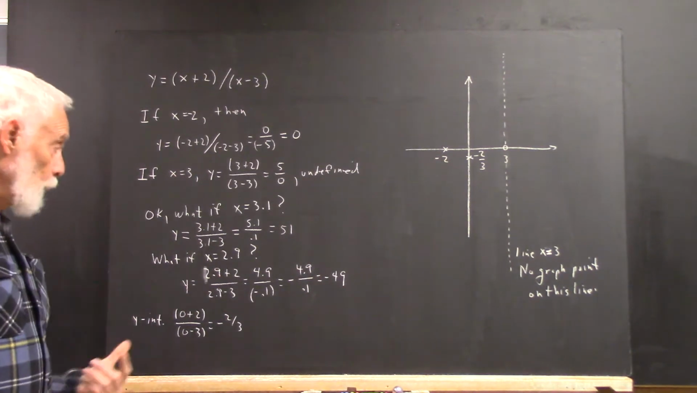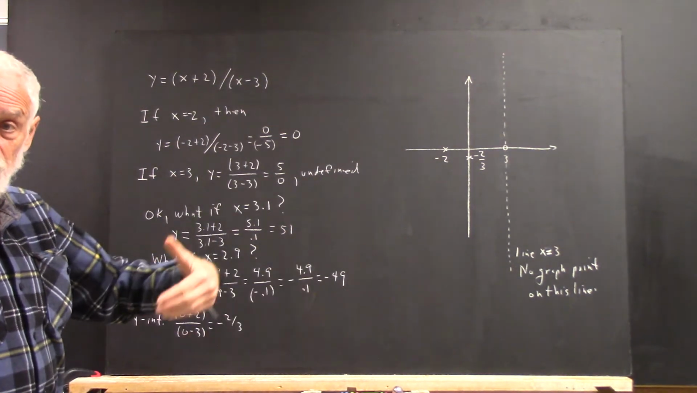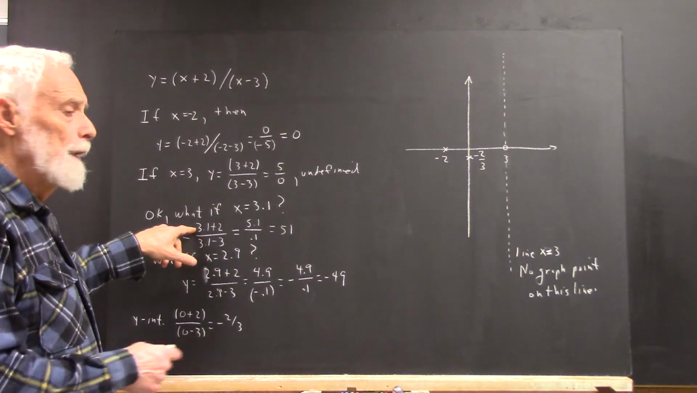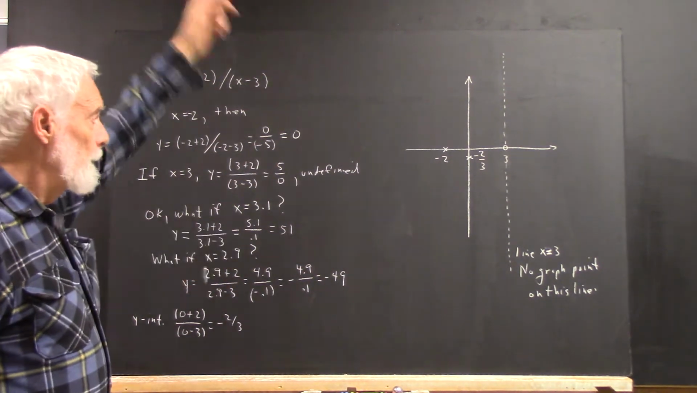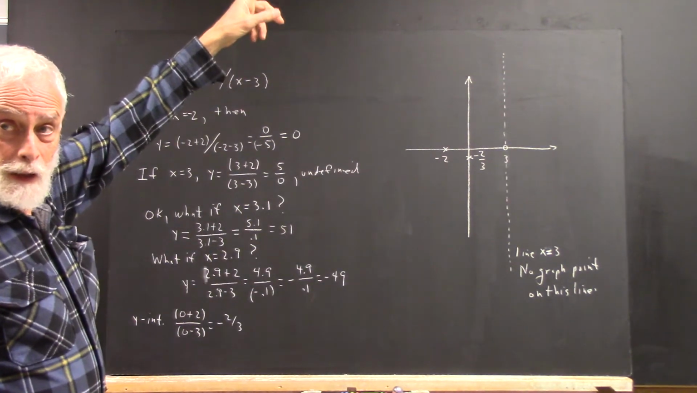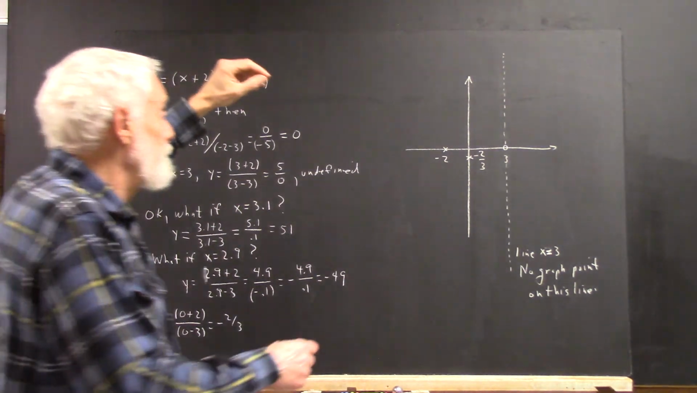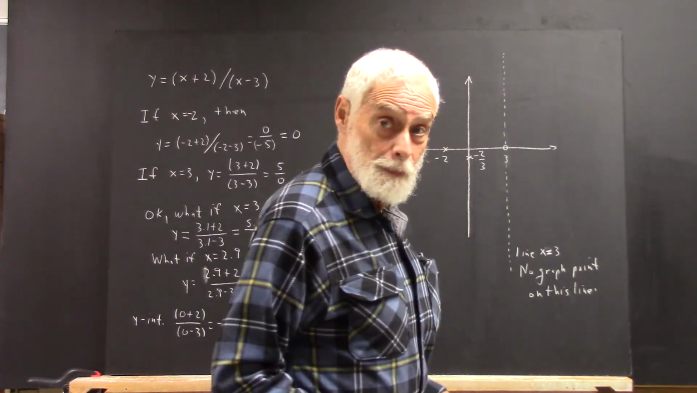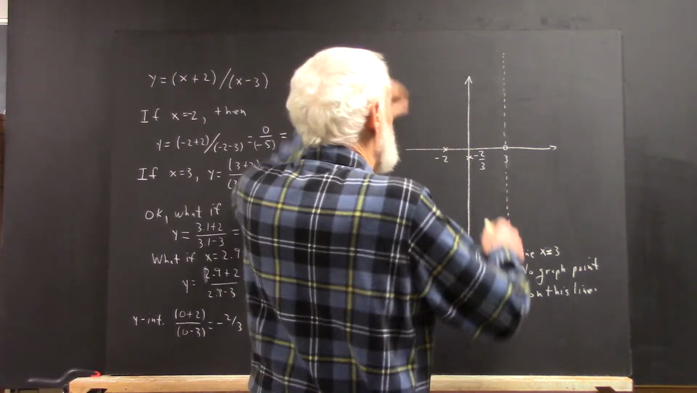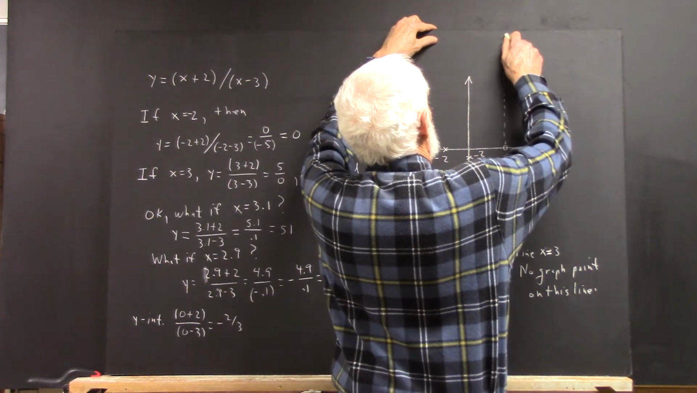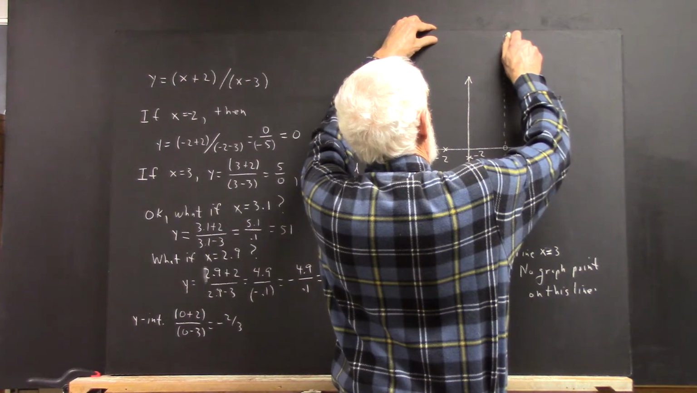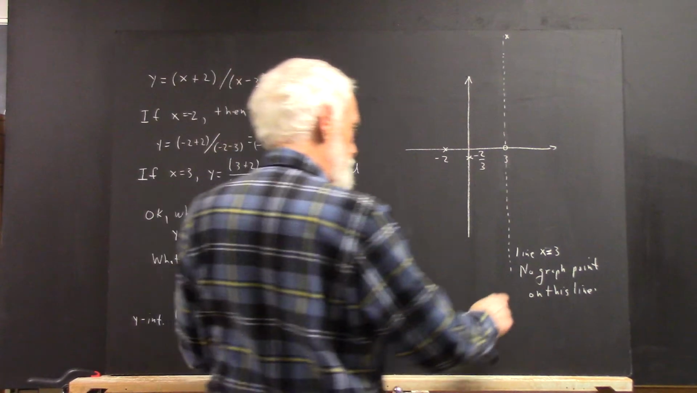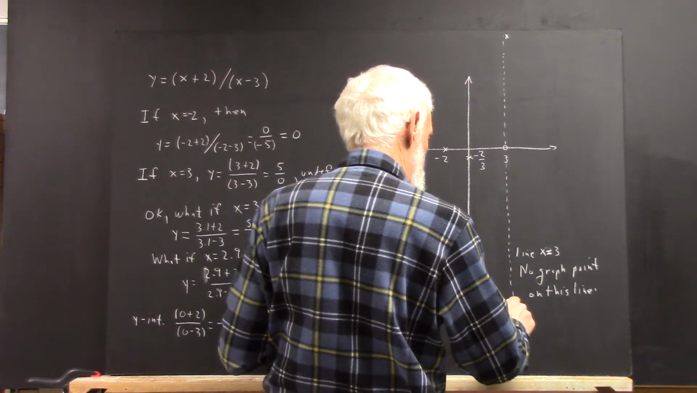Looking at points close to 3, one on this side and one on that side, we find that if we go to the right, we got a point all the way up there at 51. Okay? Now, if this is negative 2/3, 51 is up there through the ceiling someplace. And I'm just going to say, okay, way high. It's way high here. Then we got negative 49 over here. That's way low.